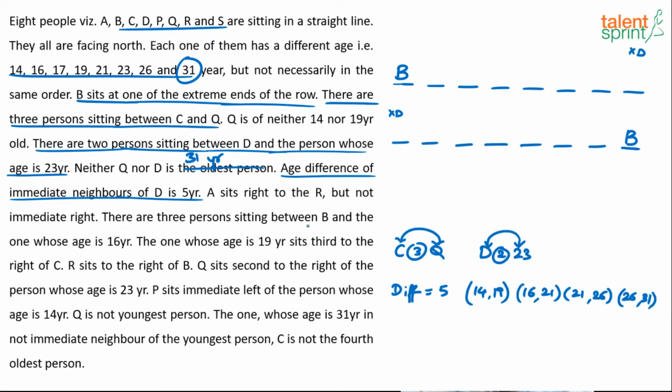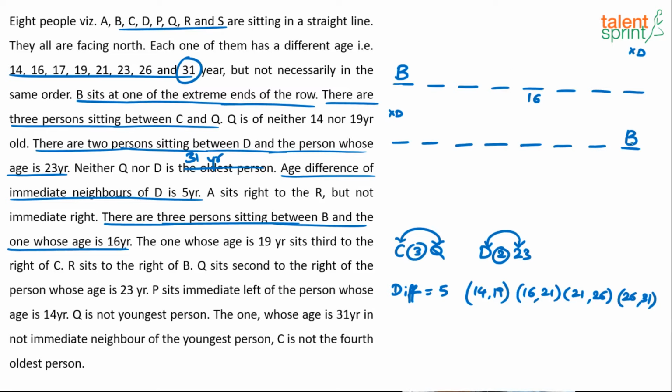There are 3 persons between B and the one whose age is 16 years. Now this is a no-brainer, right? Because B is already fixed, so 16 can be fixed in the arrangement. So B is here, 1, 2, 3 persons. So this guy has to be 16-year-old. I'm going to write the ages under the dash and the name of the person above the dash.